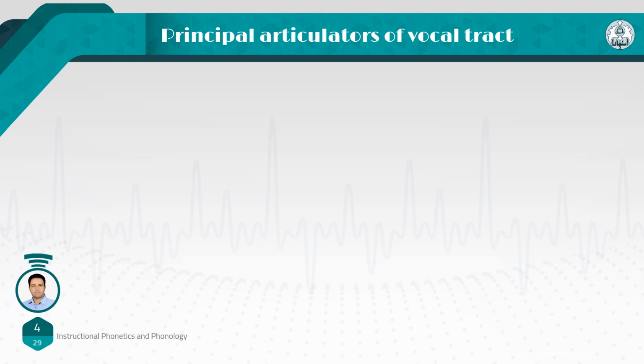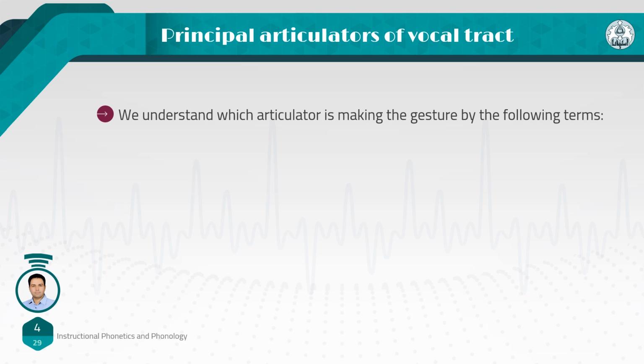Principal articulators of the vocal tract. In order to form consonants, the airstream through the vocal tract must be obstructed in some way. Consonants can be classified according to the place and manner of this obstruction. The primary articulators that can cause an obstruction in most languages are the lips, the tongue, the tip and blade of the tongue, in fact, and the back of the tongue.